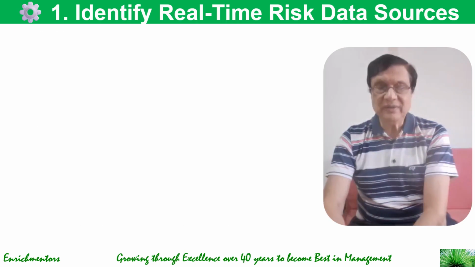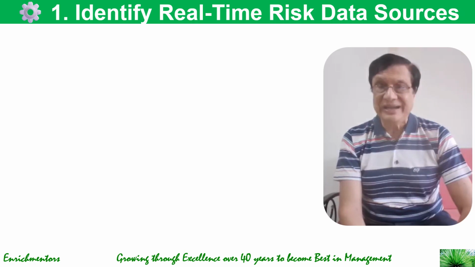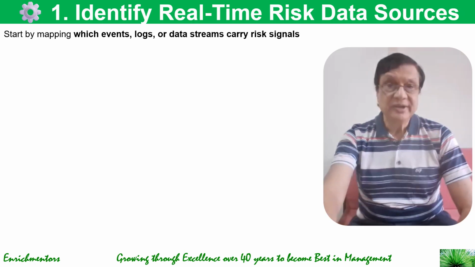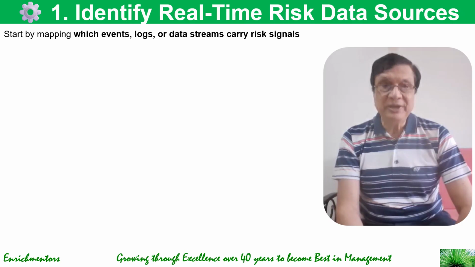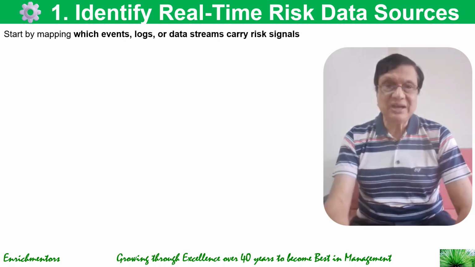So let's take a look at the first step. Obviously, the first step is to identify the real-time risk data sources. And you do that by mapping which events, logs, or data streams carry risk signals, because there should be something that carries the risk, right? So you start mapping.